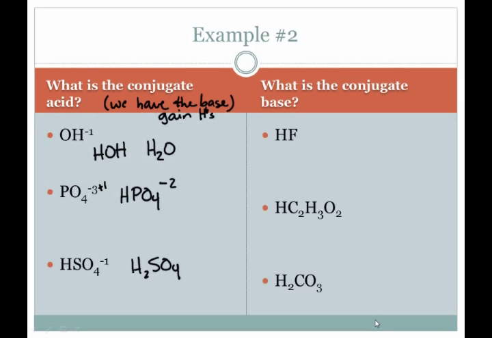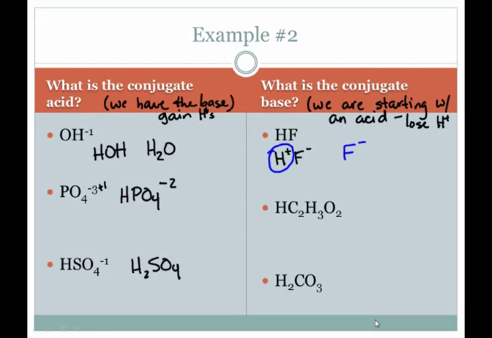If instead we're asked what is the conjugate base, that implies that we're starting with the acid. And acids lose H+. So that means in order to figure out what the conjugate base is, I need to take H+ away from what I started with. It's helpful when looking at something like HF to consider this as just the combination of H+ and F-. And we're simply taking away the H+. And what remains will be our conjugate base. So F- is my conjugate base.